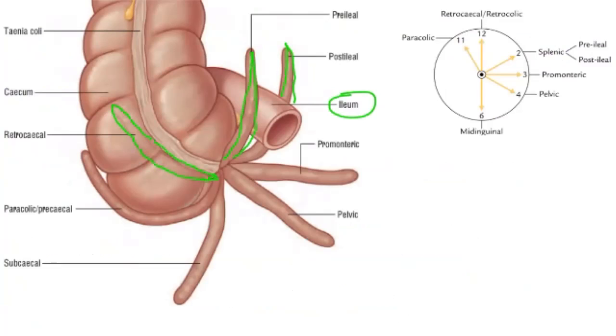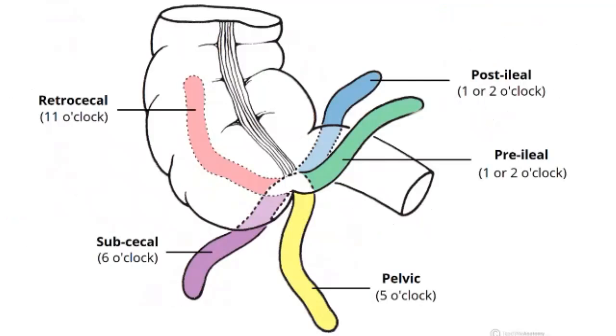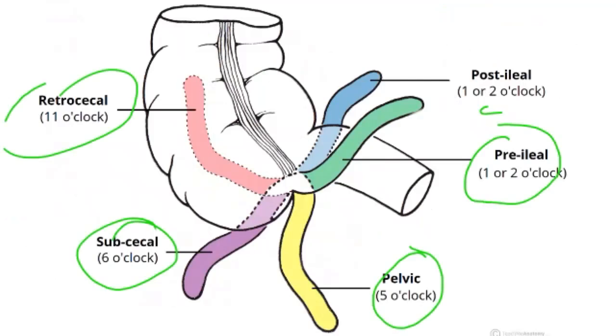So that is the 12 o'clock position. Paracolic, 11 o'clock position. This is subcecal, right? This is splenic, right? Promontoric, 3 o'clock position. And this is pelvic, 4 o'clock position. Okay? Retrocecal, subcecal, pelvic, pre-ileal, post-ileal.